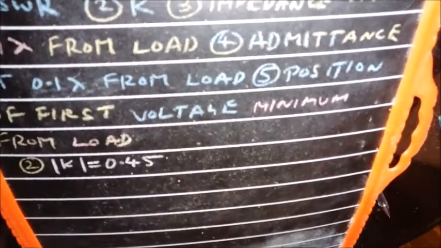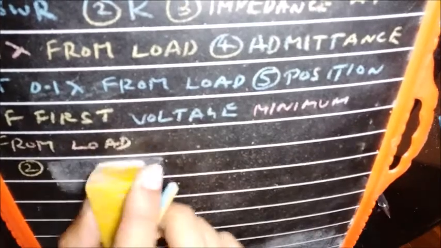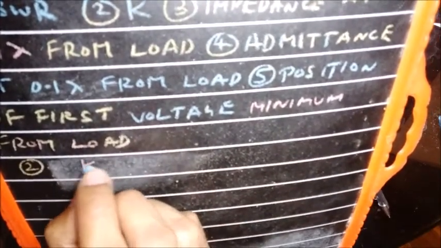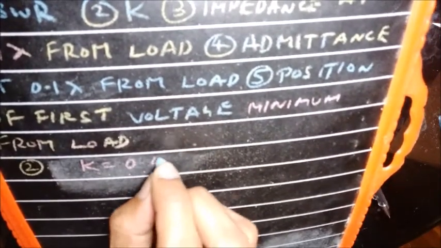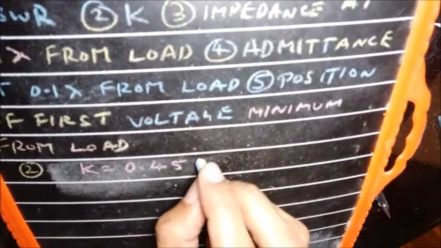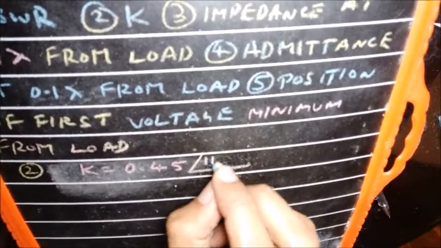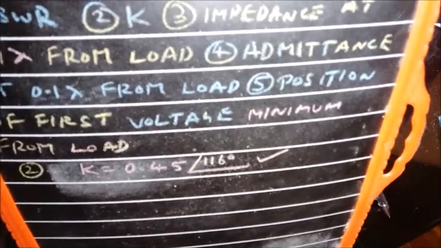K is 0.45, so I'll now write it like this. We have the magnitude K is equal to 0.45 and 116 degrees. Second part is done. Now we move on to find out the first part.